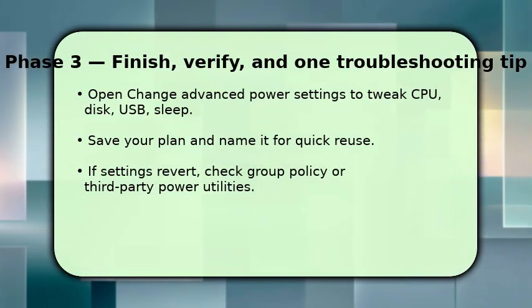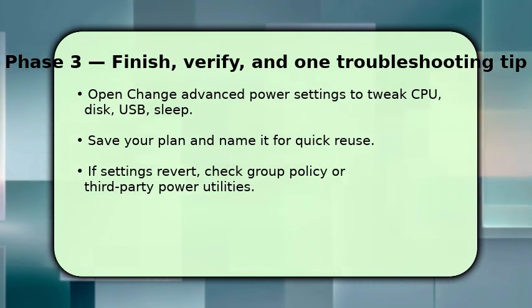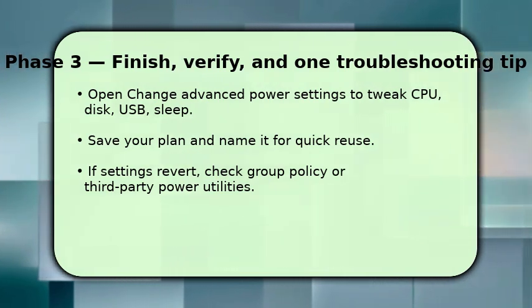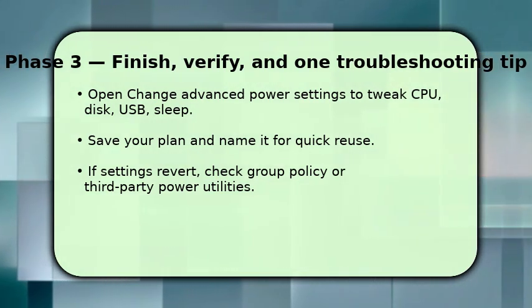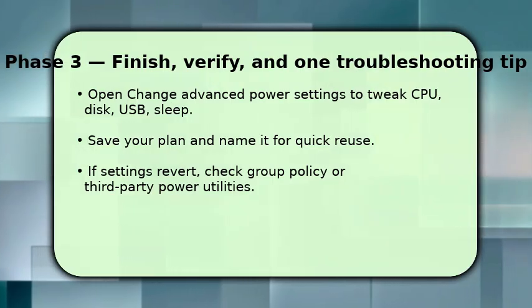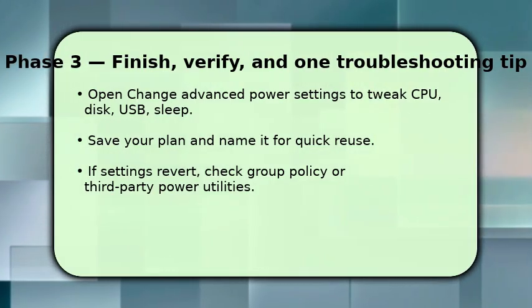Hard Disk Turn Off, USB Selective Suspend, and Sleep options. These control performance versus battery trade-offs. After adjusting, save the plan and give it a clear name so you can switch quickly later.